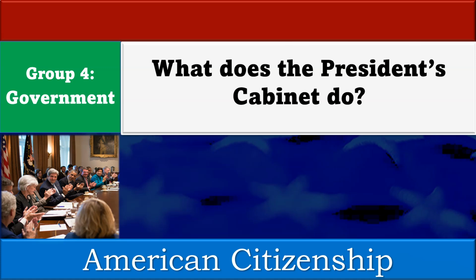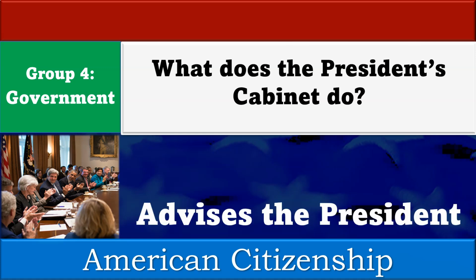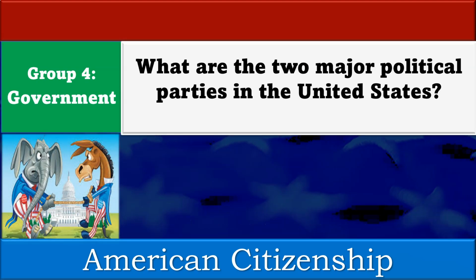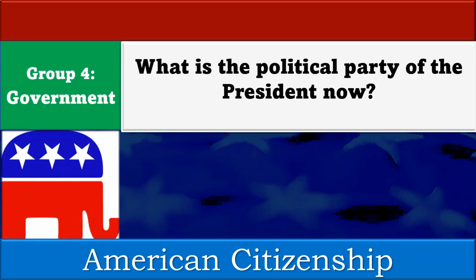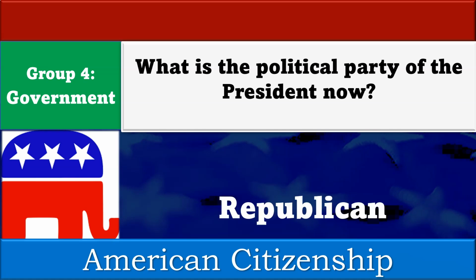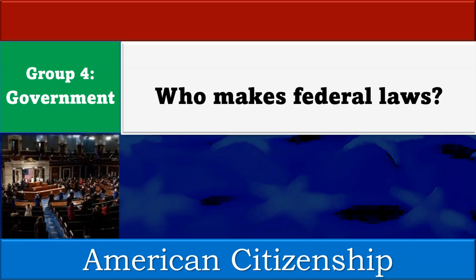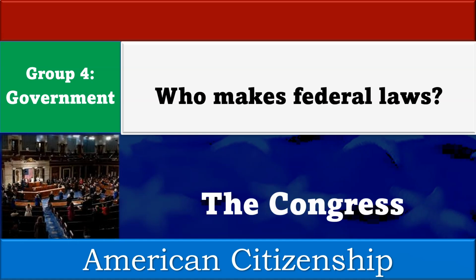What does the President's Cabinet do? Advises the President. What are the two major political parties in the United States? Democratic and Republican. What is the political party of the President now? Republican. Who makes federal laws? The Congress.